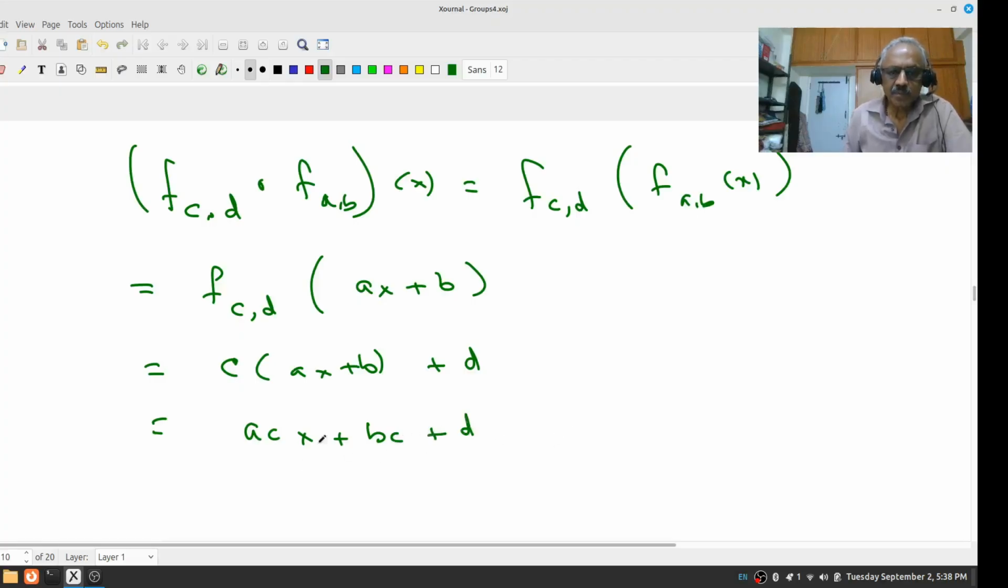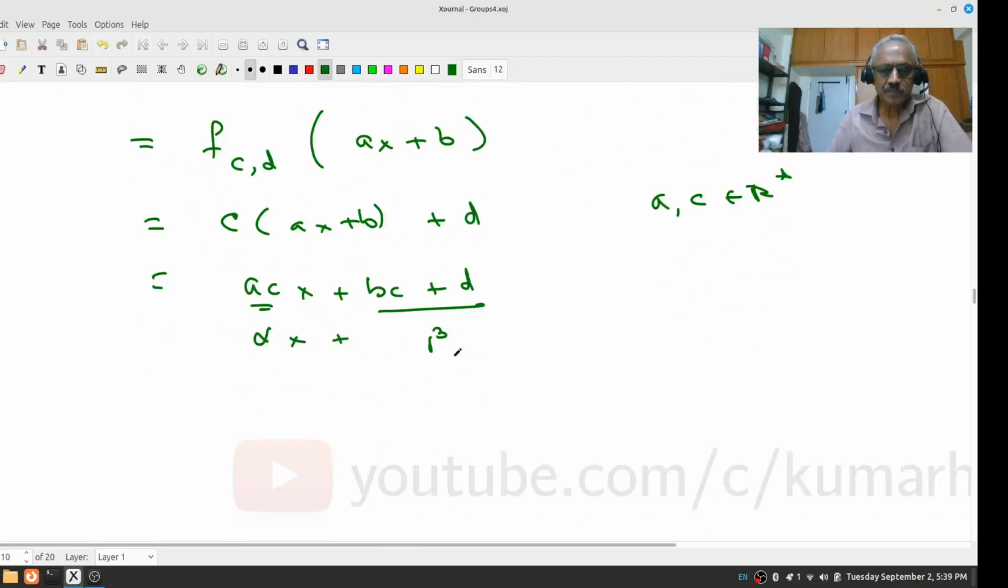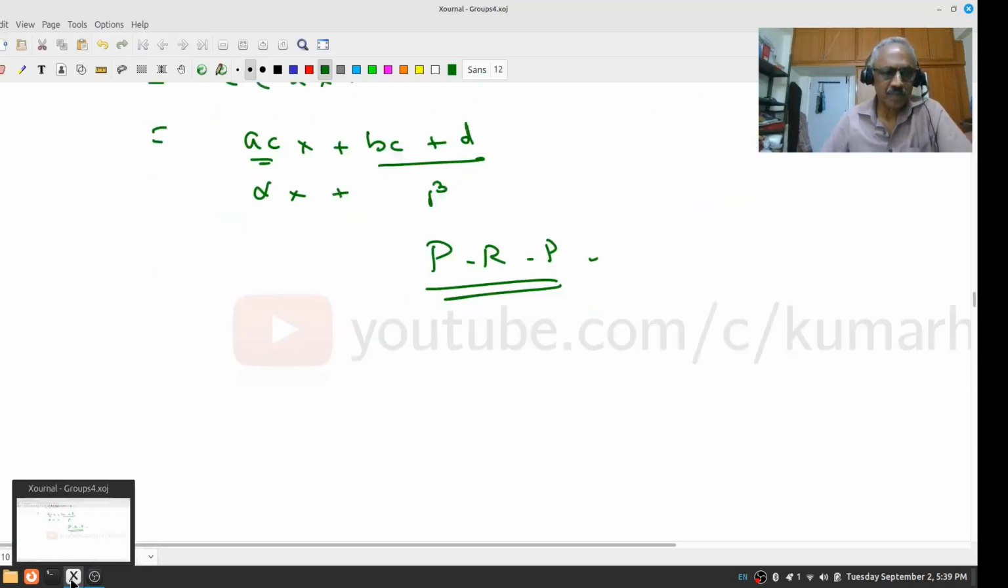Now remember, a is non-zero, c is non-zero, and we know that's a group. Therefore, ac is non-zero. That is my alpha. And what is my beta? This is my beta. Therefore, it's alpha x plus beta. Pause. Review. Proceed. So we proved that. So under composition, the ax plus b maps I have not denoted, so let me give it a name. Then I will say that it forms a group.